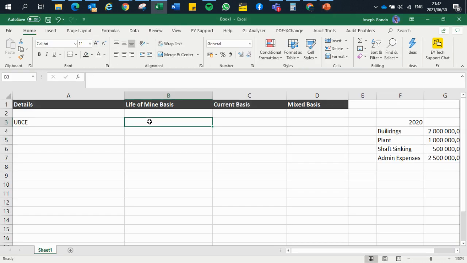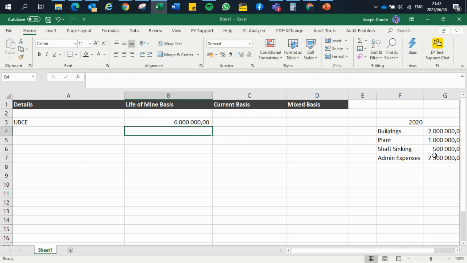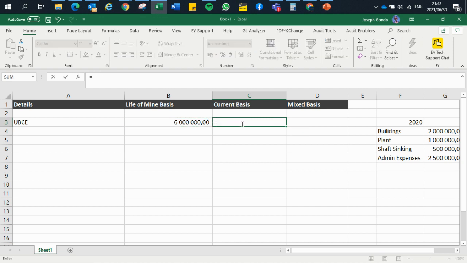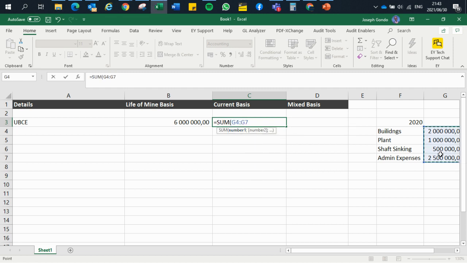So under the life of mine, we are going to say the sum of, we are going to add all of this, 6 million. I think the formula is just the same. Let me say the sum of this one.